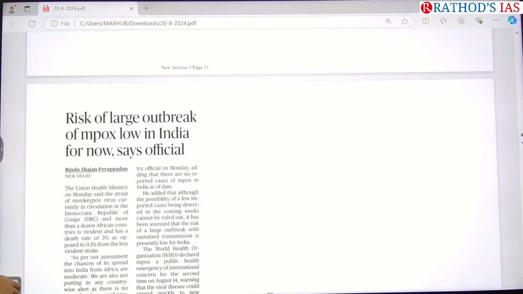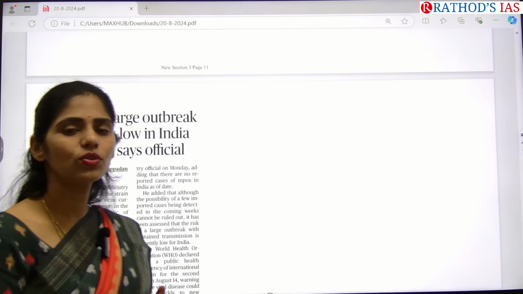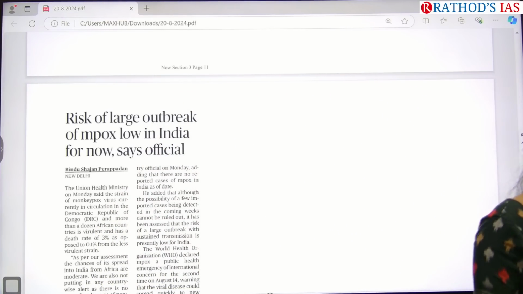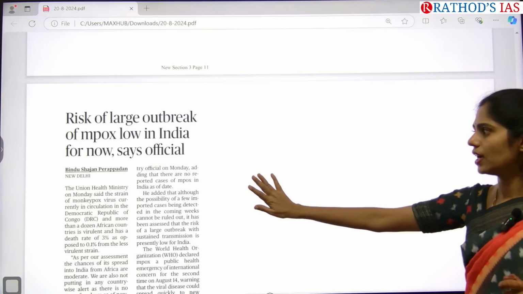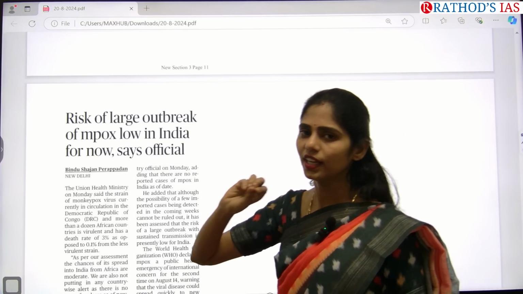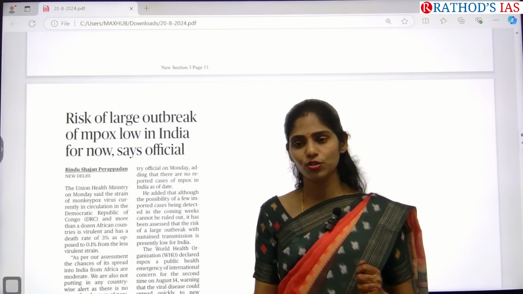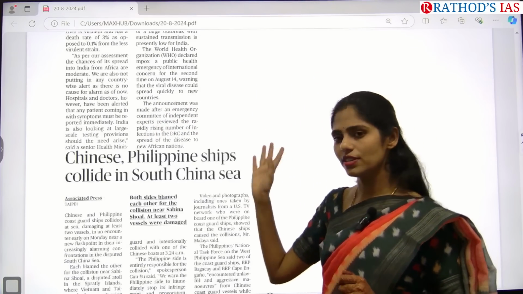And the next topic is: risk of large outbreak of mpox low in India for now, says official. Here in Pakistan, more than 3 cases were recorded, so there is a tension that it can also spread to India. This article is saying that even though we have very little chance of getting mpox, we don't know what happens in the near future. So you have to revise about mpox.